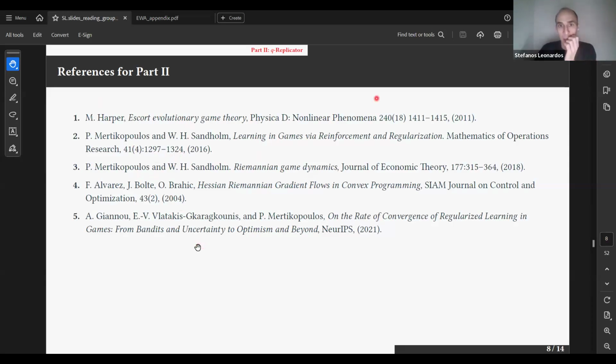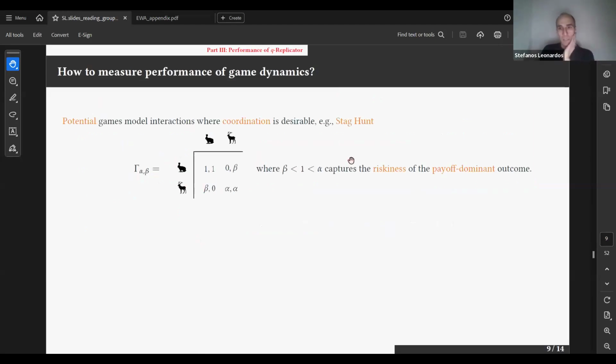All right, okay. Then let's proceed to part 3, which maybe is a bit less theoretical and a bit more fun, because probably everyone is also a bit tired by now. So the question now is how to measure performance of game dynamics. So what does it mean to measure performance? Let's focus on some games that we like and we understand.